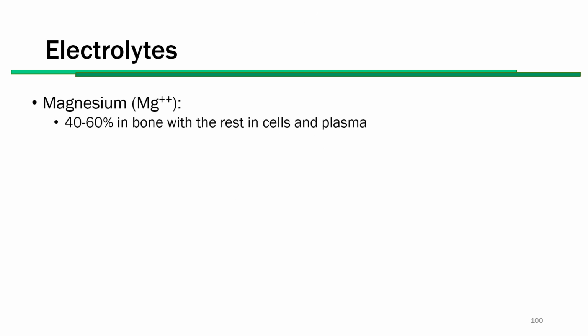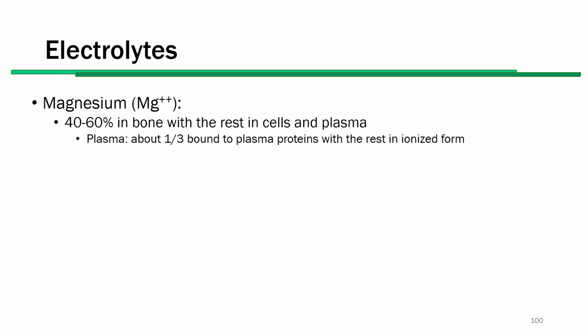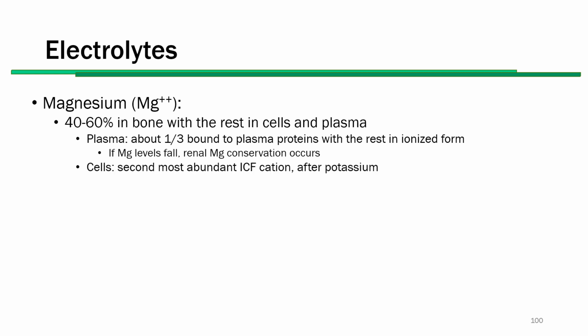Magnesium, 40 to 60% of magnesium is in the bone with the rest in cells and plasma. Plasma is about 1/3 bound to plasma proteins with the rest in ionized form. If magnesium levels fall, renal magnesium conservation will occur. It will try to conserve it. In cells, it's the second most abundant intracellular fluid cation after potassium, so magnesium in the cells.